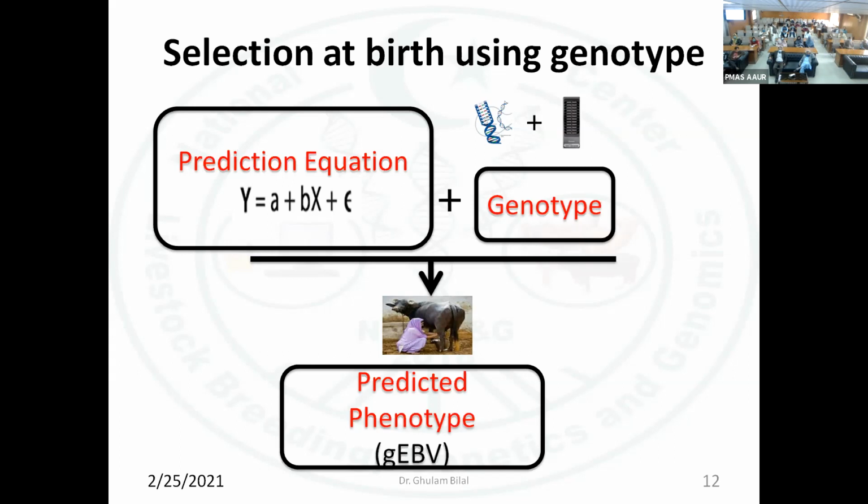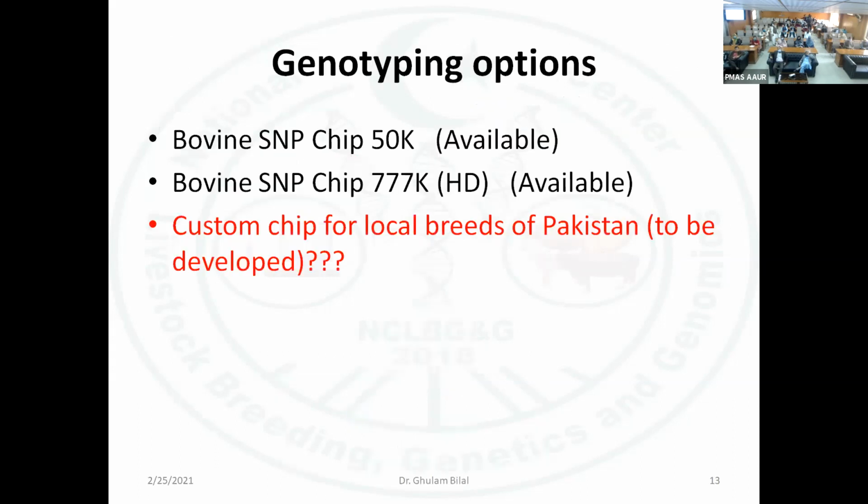The selection and culling decision would be made at birth, instead of raising that bull up to 2 years, 3 years, and then waiting for the records of his daughters, and then deciding on its fate, whether it is good for keeping or bad for keeping. So this technology helps us to select that bull at a very, very early age.